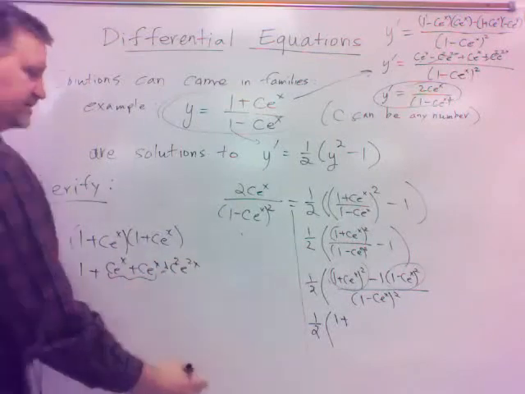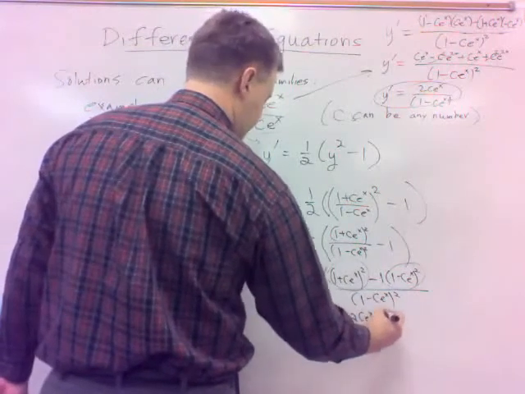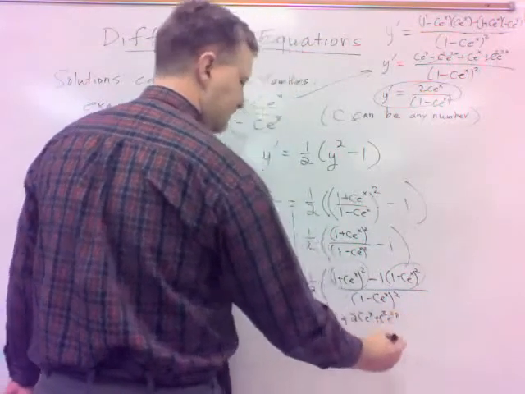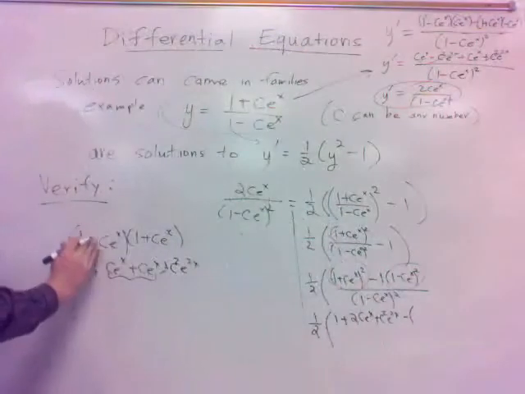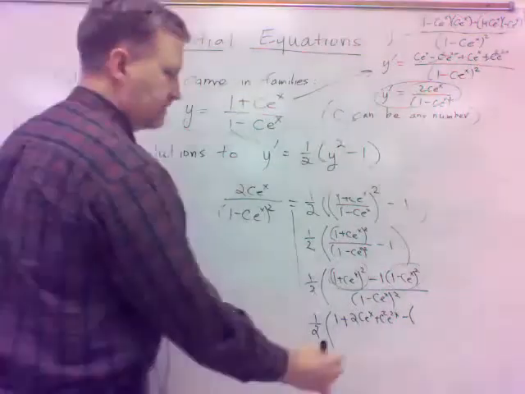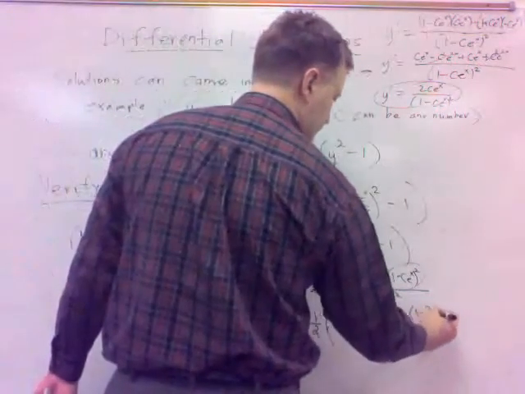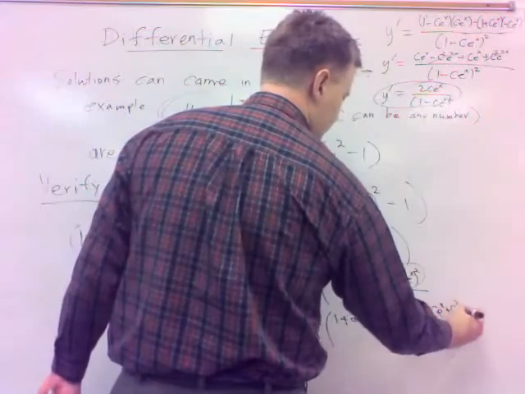So I've got 2c e to the x. So it's 1 plus 2c e to the x plus c squared e to the 2x. And then I've got minus, well, 1 minus c e to the x. Everything's the same except these are minuses, so that would be minus 2. So it's 1 minus 2c e to the x plus c squared e to the 2x.